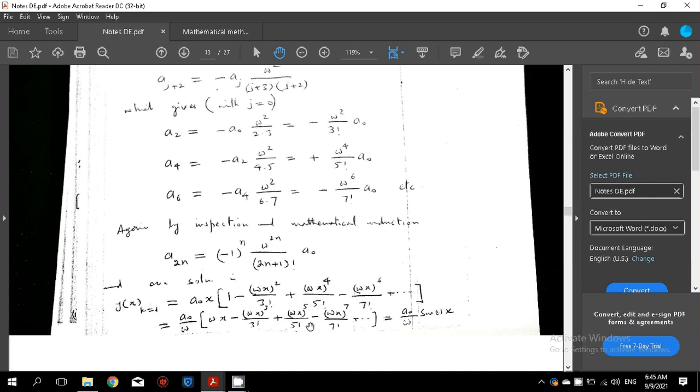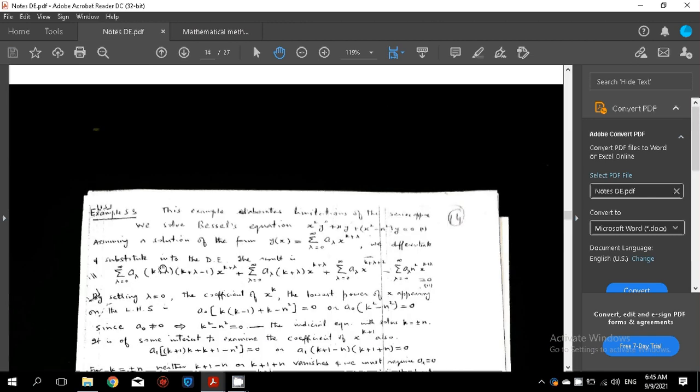Okay, let's do the same process for the most famous equation, as I told you, which is x square y double dash plus xy dash plus (x square minus n square) y equals 0. This is the Bessel's differential equation, which you can see in 60 or 70% of the problems regarding physics. So we now apply the series method. This is the series, the first derivative of this series, the second derivative of this series, and substitute the values of y dash and y double dash.